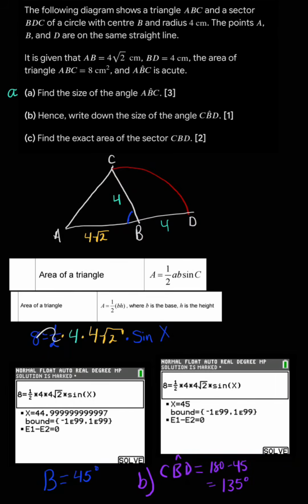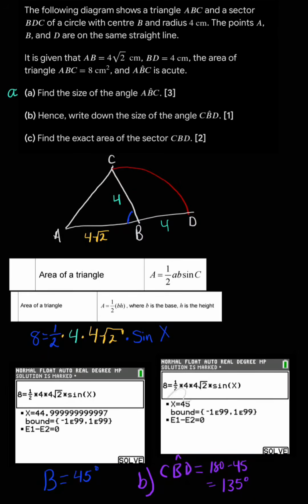So we know that the area is 8. So 8 is equal to half times one side, which is 4, times the other side, which is 4 square root 2, times the sine of the angle in between them. In this case, that's going to be my x. I'm going to solve for x. Using the numeric solver, I can solve for x, and I get 44.9999, which is basically 45.